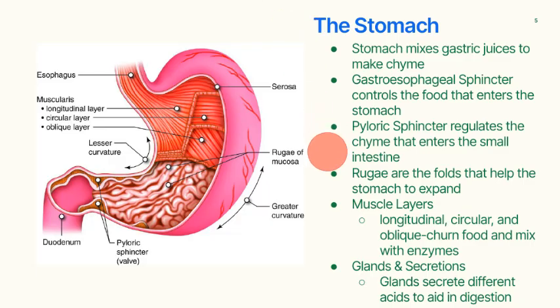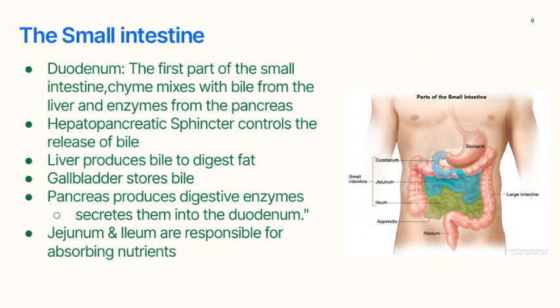The next part that we will look at will be the small intestine. In the diagram of the small intestine, it's labeled with all the different parts: the duodenum, the jejunum, the hepatopancreatic sphincter, the liver, the gallbladder, the pancreas, and the brush border. The duodenum is the first part of the small intestine, where the chyme mixes with the bile from the liver and the enzymes from the pancreas.